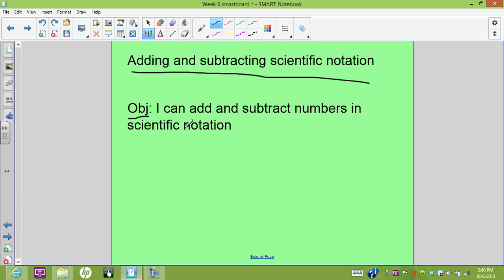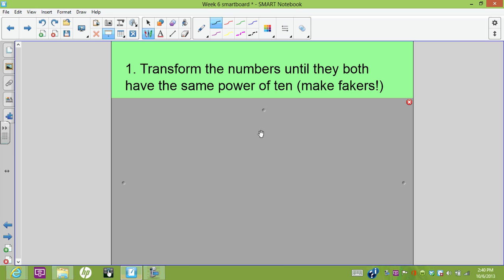So tonight for this video, follow along, write the notes, but please do not panic if you're confused at the end, okay? So our heading today is adding and subtracting scientific notation, and our objective is simply I can add and subtract numbers in scientific notation. So let's go ahead and just talk about some of the steps for doing this.